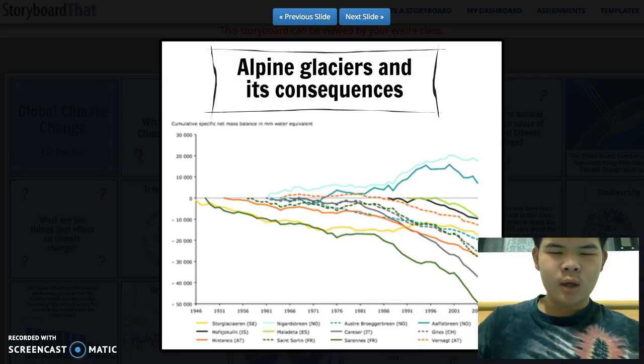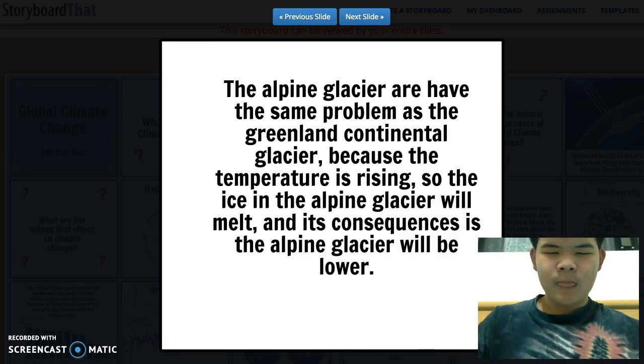Alpine glacier and its consequences. According to this data, the Alpine glaciers are getting lower and lower, and they have the same problem as the Greenland continental glacier. Because the temperature is rising, the ice in the Alpine glacier will melt, and as a consequence the air pressure will be lower and lower.